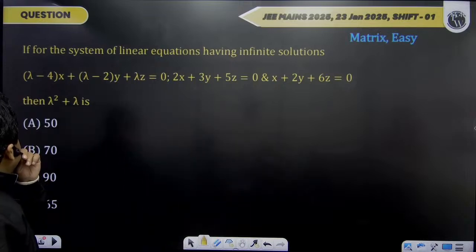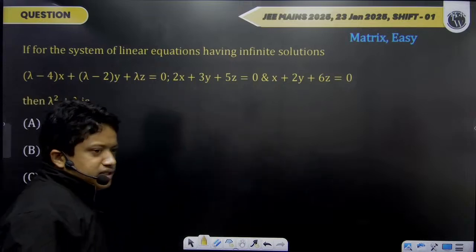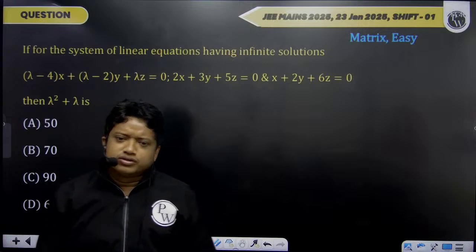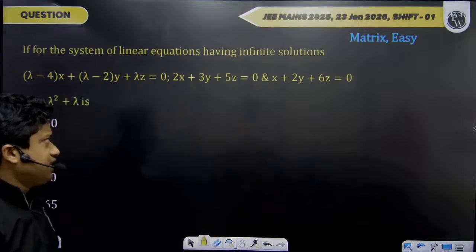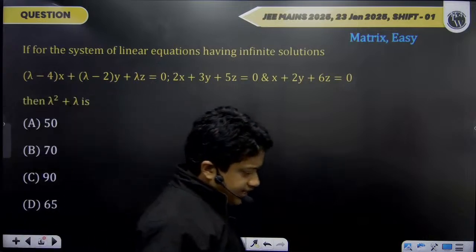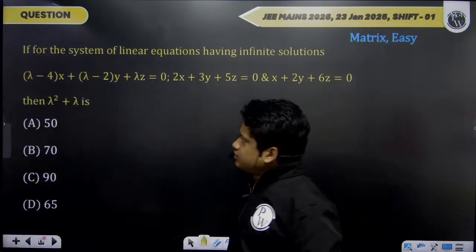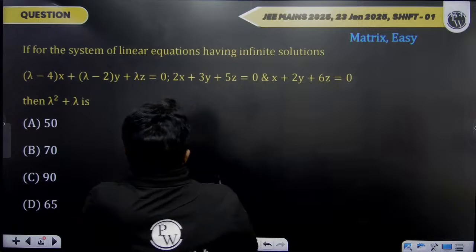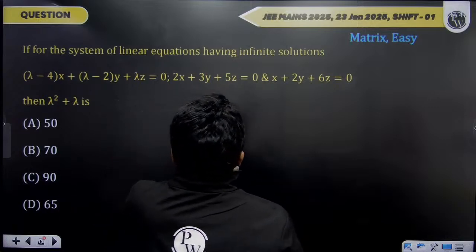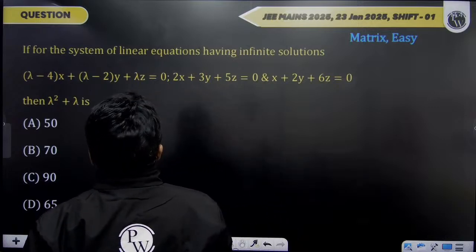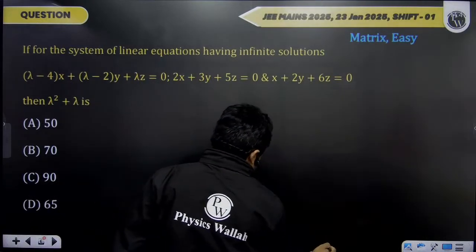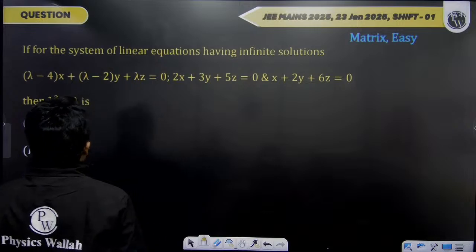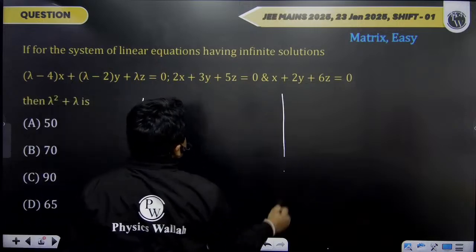Next question, it is from the system of linear equations, and you know that every year one question will be coming from system of linear equations, and this time this is very easy. I hope that every one of you have done this correctly. All right. So the question is, they have given a homogeneous system, and they are asking what will be the value of lambda square plus lambda. So for that, we will take the corresponding determinant.